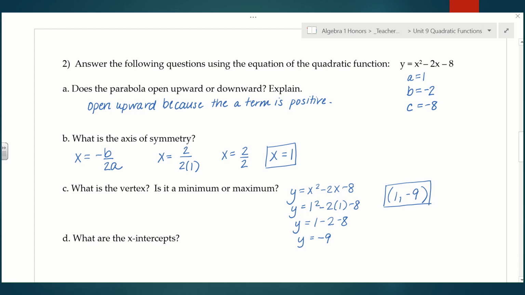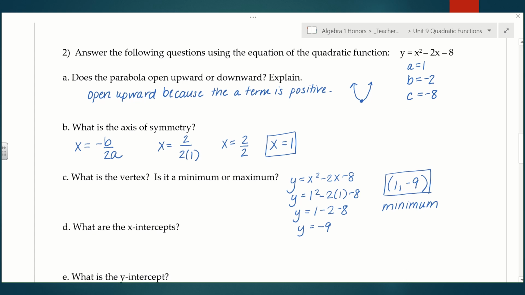Well, if you think about it, we said that our parabola is opening upward, which, remember, opening upward would look like this. And so if it opens upward, that parabola is going to have a minimum. So that's how we know that this point is a minimum and not a maximum. If the parabola were to open downward, our turning point would have been a maximum.